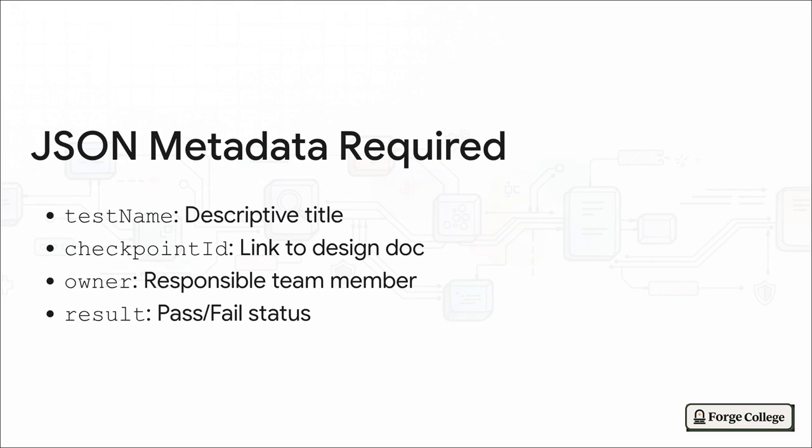For each test file, you must include a JSON metadata object. This needs to include a descriptive test name, the checkpoint ID linking directly back to your design document, the owner detailing which team member is responsible, and of course, the result. Doing this creates a fully reproducible tracking structure for anyone who reviews your project.